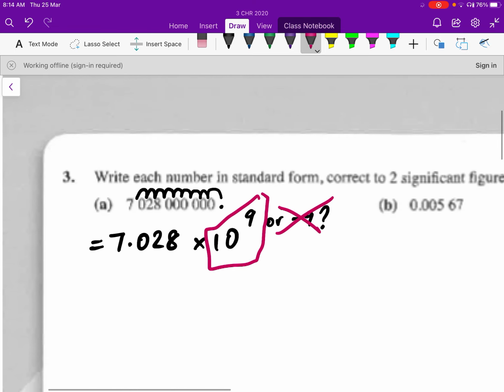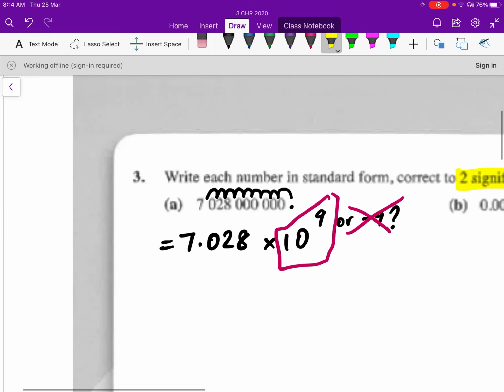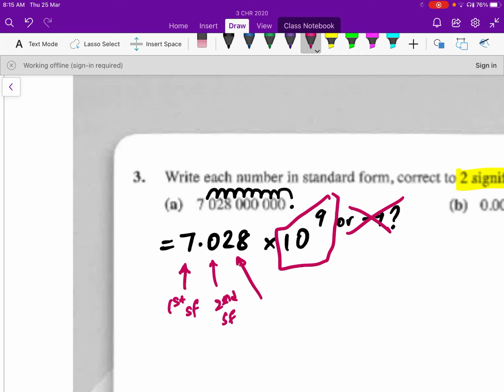And now we need to go to the second part. It says two significant figures. Early on they wanted two decimal places, so you circle the third decimal place. Now they want two significant figures, you circle the third significant figure. So let's count. This is my first significant figure, first SF. This is number 2, second SF, and this is number 3, third SF. So I must now circle my third SF.